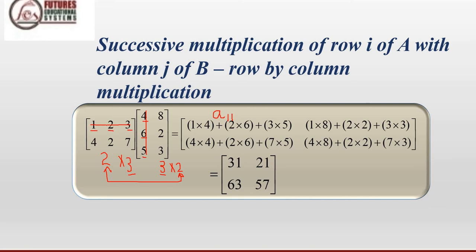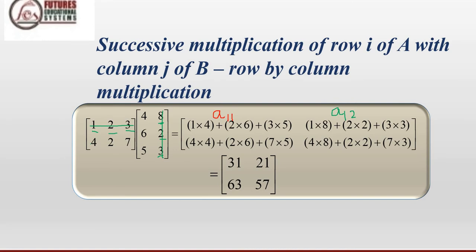The second step, we multiply the first row by the second column: 1 by 8 equals 8, 2 by 2 equals 4, 3 by 3 equals 9. And adding them. This gives me a 1,2, meaning the element of the first row and the second column.